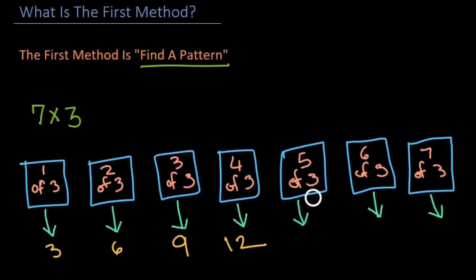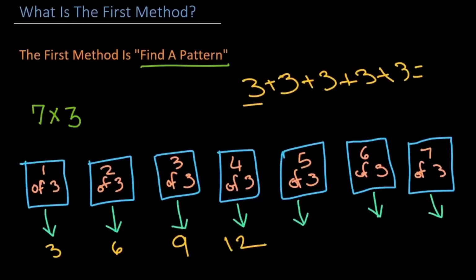Next, we have 5 groups of 3. So that means it's 3 plus 3 plus 3 plus 3 plus 3. We have 5 groups of 3 written down. 1, 2, 3, 4, 5. We need to count after each time we do this. We need to count how many groups of 3s we have, so that we can get the right answer for this.